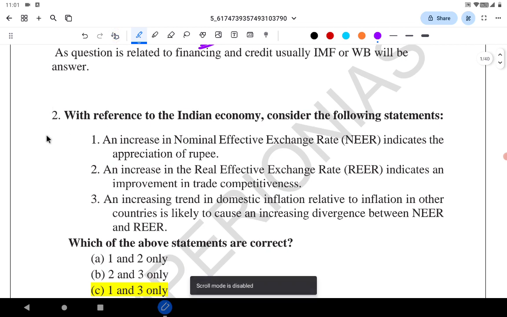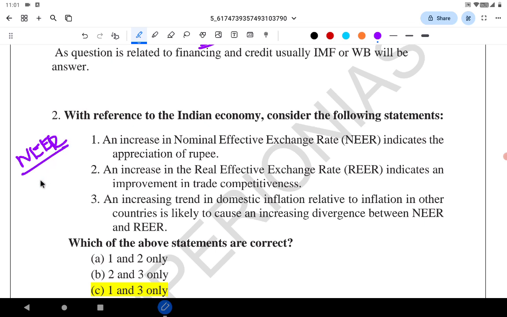The second question is on NEER, nominal effective exchange rate, and REER, real effective exchange rate. Please know the difference between the two. An increase in the nominal effective exchange rate indicates appreciation of the rupee. We'll discuss that later. Let's go through all options.